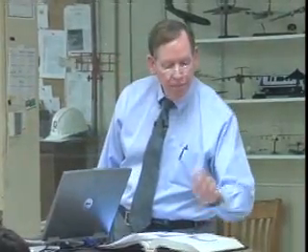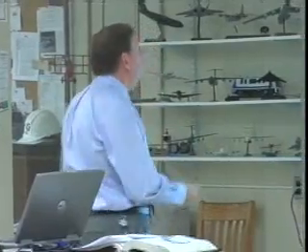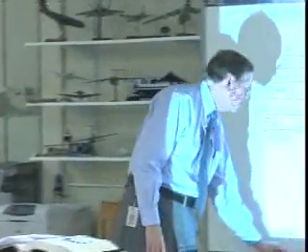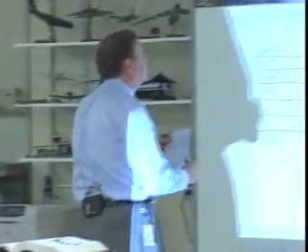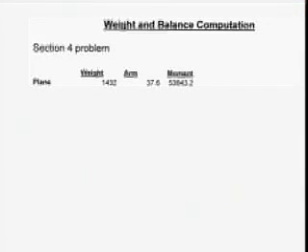So I've reproduced up here the piece of paper that you see in the middle of 8-38 for doing these calculations, and you can join me in doing the calculations or just watch in the book as we do it. But basically, we're going to multiply all these numbers out and then figure out where the CG is and see if it's in limits. Okay? So we're going to take the first one. The plane weighs 1,432 pounds.